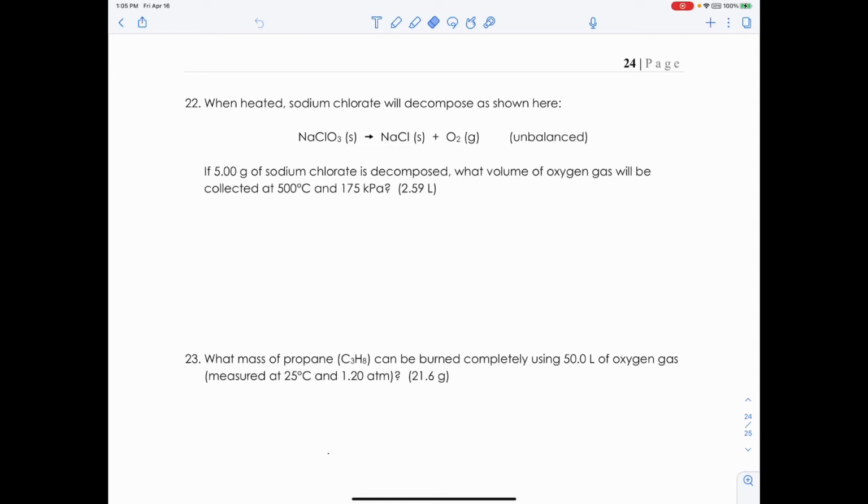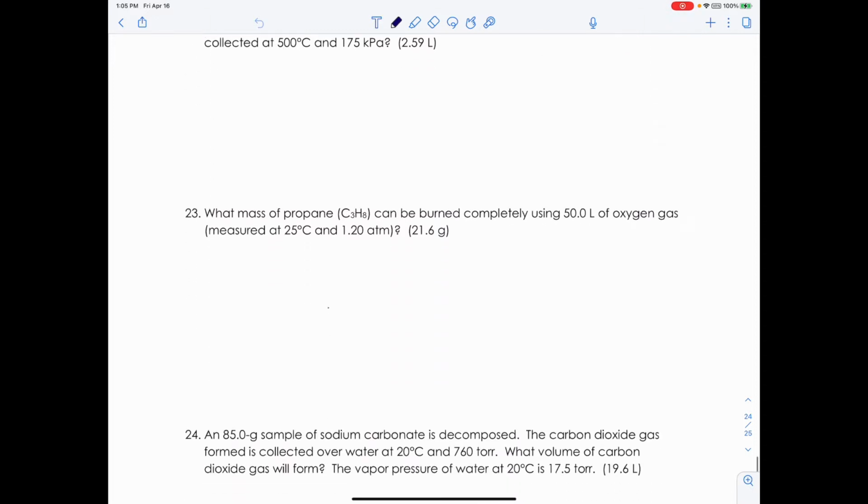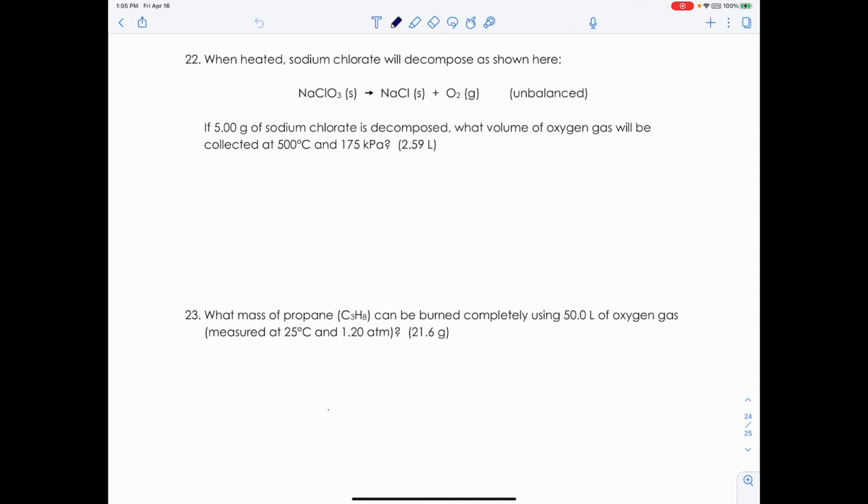All right, in this video, we're going to take a look at some reaction stoichiometry problems with the gases unit. Sometimes these are just called gas stoichiometry problems. If you have your worksheets with you, it's on page 24 of the worksheet package you picked up in class. There are several questions here that all deal with gas stoichiometry.